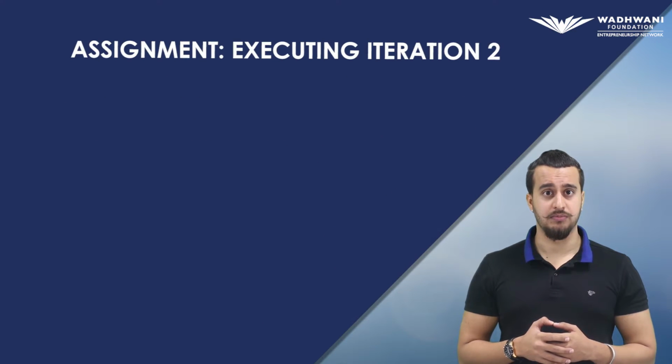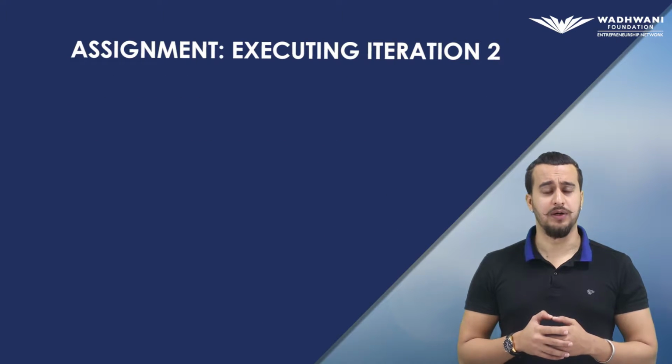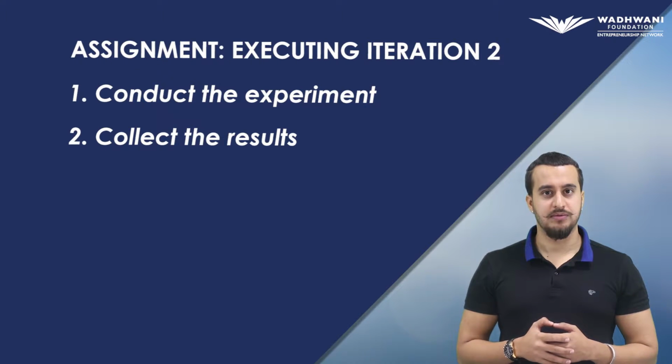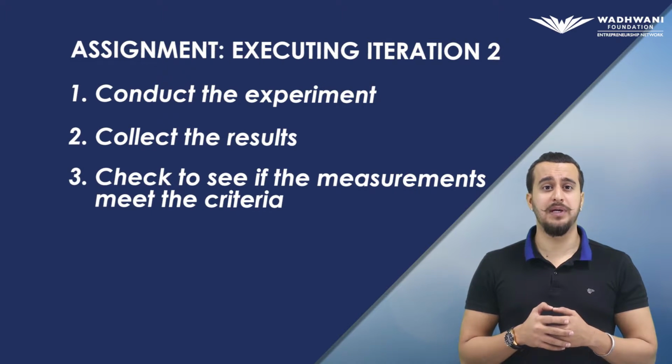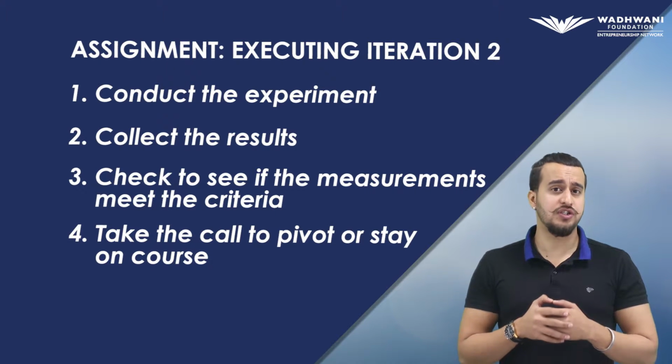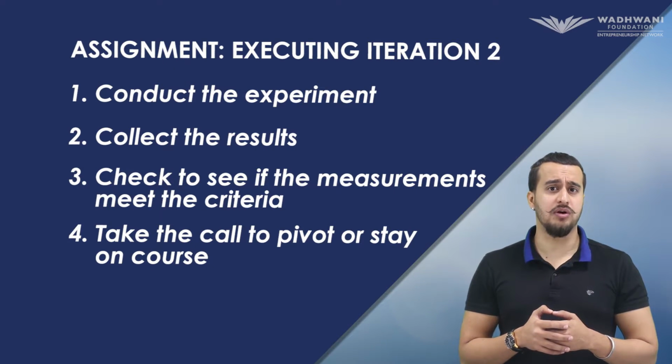Next is your assignment for executing iteration 2. In this assignment, you will conduct the experiment, collect the results, check to see if the measurements meet the criteria, take the call to pivot or stay on course based on the criteria for success. You have 1 week to complete this assignment. In the next session, you will present the next version or the second iteration of your MVP.